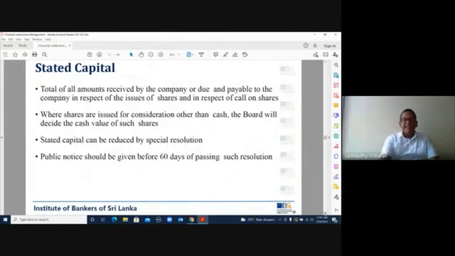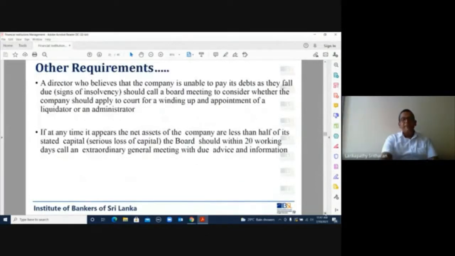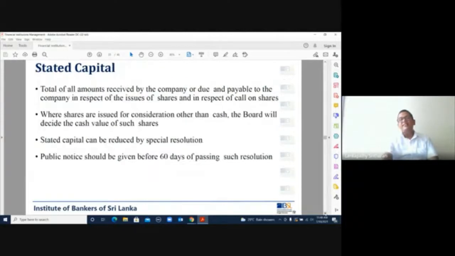We have mentioned that if at any time it appears that the net assets of a company are less than half of its stated capital, the board should within 20 working days call an extraordinary general meeting, with due advice and information. Here, of course, somebody may ask, what is stated capital? These slides discuss it. The total of all amounts received by the company or due and payable to the company in respect of the issue of shares and in respect of calls on shares is called stated capital.